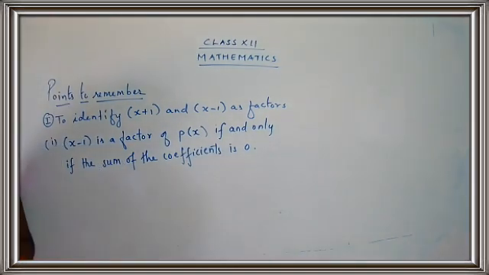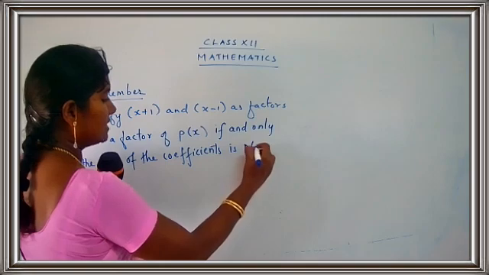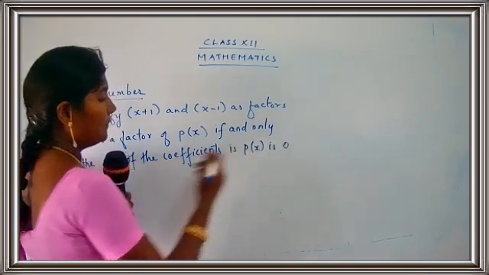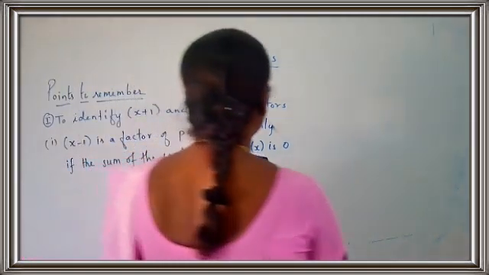Okay? The sum of the coefficients of p(x), just put here p(x) is 0. That means if you add all the coefficients and if you get the answer 0, you can take that x minus 1 is a factor. Shall I give you one example? I'll give one example where I have to create my own example. Okay, let me create an example.